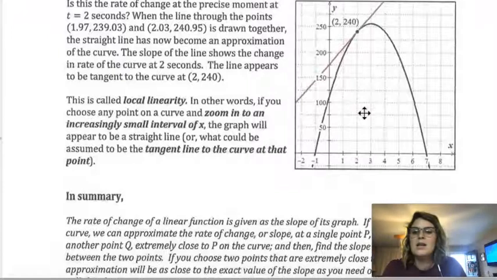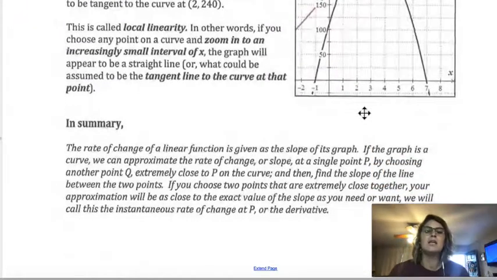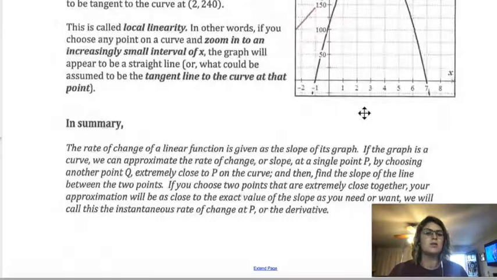Okay. So it says, in summary, the rate of change of a linear function is given as the slope of its graph. If the graph is a curve, we can approximate the rate of change or slope at a single point P by choosing another point Q extremely close to P on the curve and then find the slope of the line between the 2 points. If you choose 2 points that are extremely close together, your approximation will be as close to the value of the slope as you need or want, and we'll call this the instantaneous rate of change at P or the derivative.